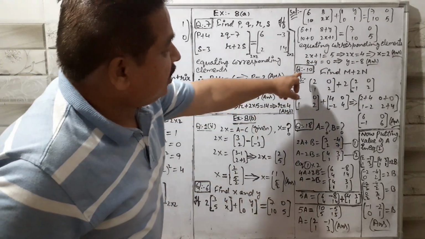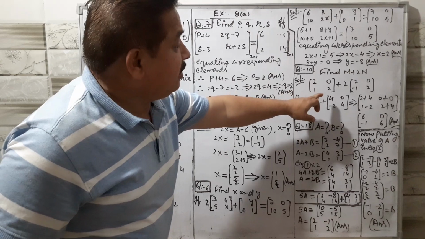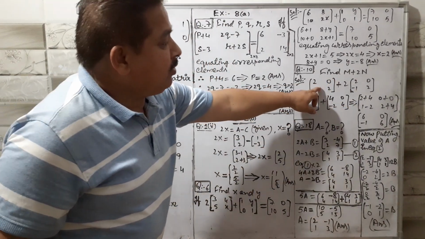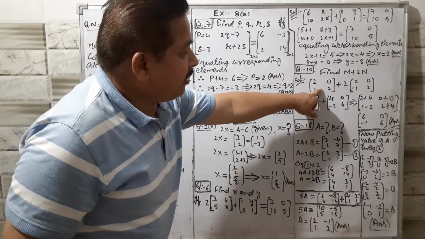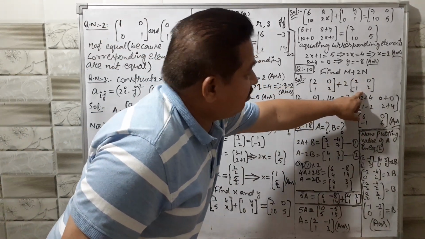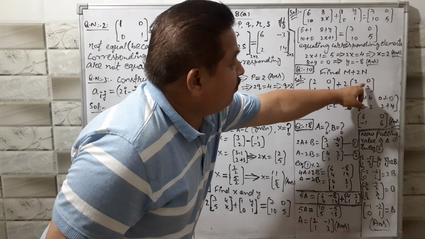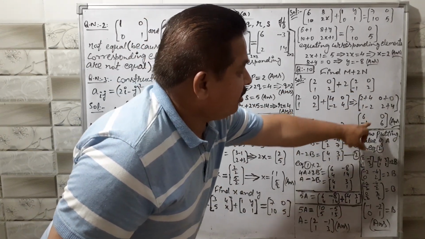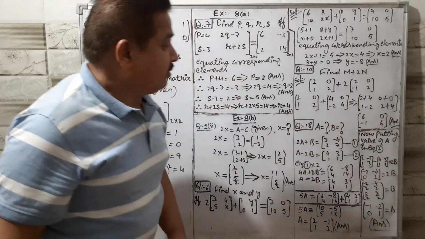See the question number 10. In question number 10, find out M plus 2N. M value is given in this matrix, N value is given in this matrix. Take 2 inside of here and then add. So what is the answer? 6, 0, minus 1, 6.